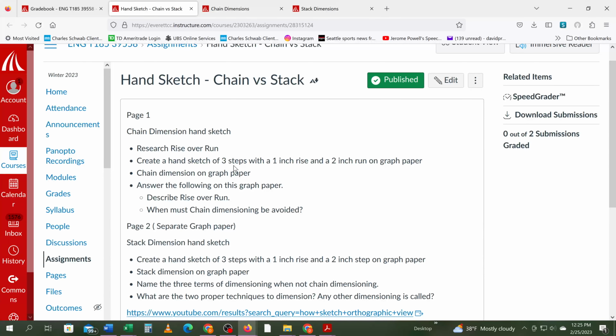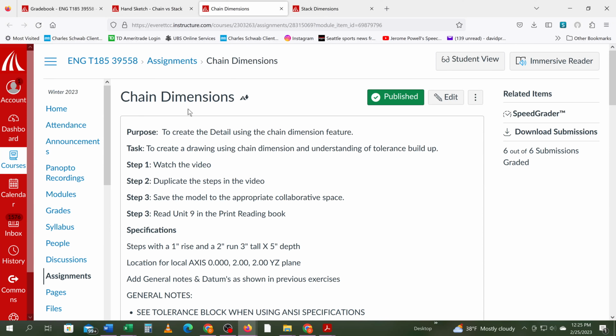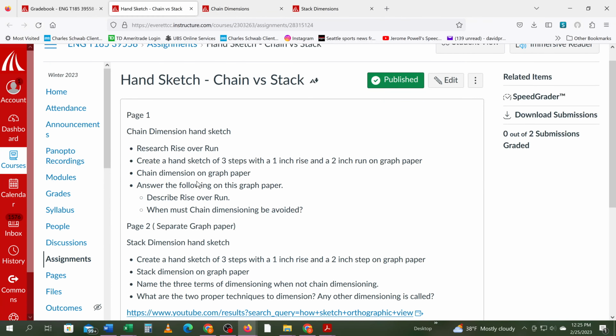You're going to hand sketch the same part you did here in the chain dimension exercise. You hand sketch the same part. You hand sketch the dimensions on graph paper. And then also on that same paper, describe what rise over run is. Again, you'll have to Google search that. I want to see what you come up with before we discuss that.